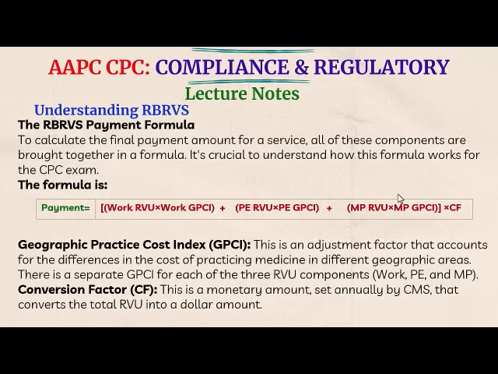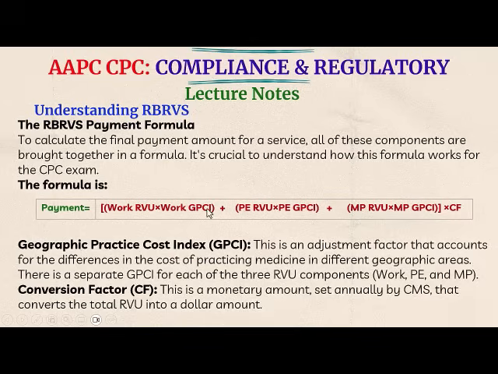So let's see how to calculate using the RBRVS formula. To calculate the final payment amount for a service, all of these components are brought together in a formula. It is crucial to understand how this formula works for the CPC exam. The formula is: payment equals work RVU times work GPCI, plus PE RVU times PE GPCI, plus MP RVU times MP GPCI, and altogether multiplied by CF.